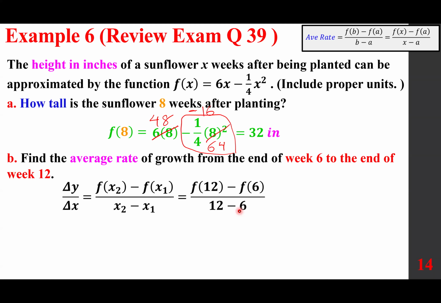So the bottom obviously is 12 minus 6, which is 6, not a big deal. The numerator, let's plug in 12 here. So we get 6 times 12 minus 1/4 of 12 squared. Then let's plug in 6 in a bracket and negative in front. 6 times 6 or 6 squared and minus 1/4 of 6 squared.